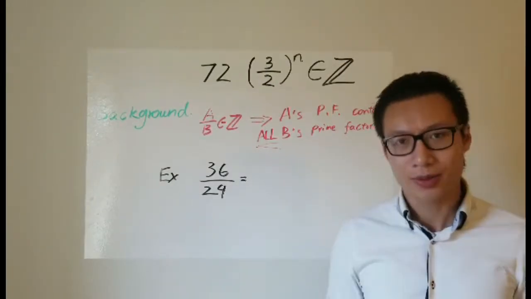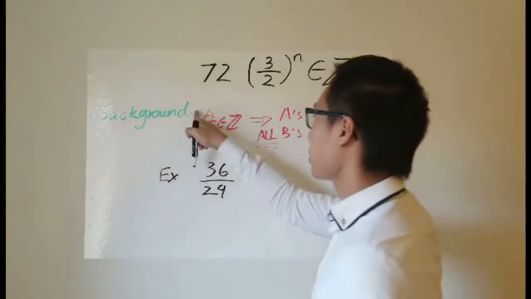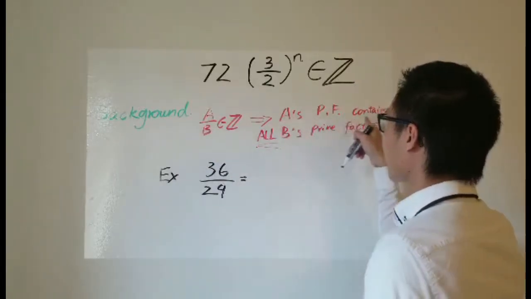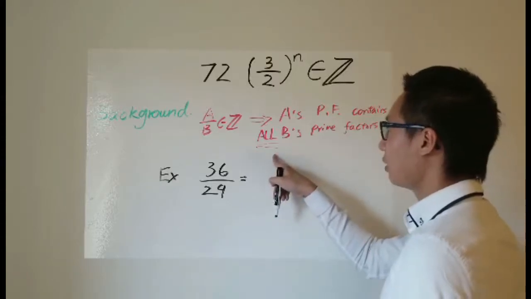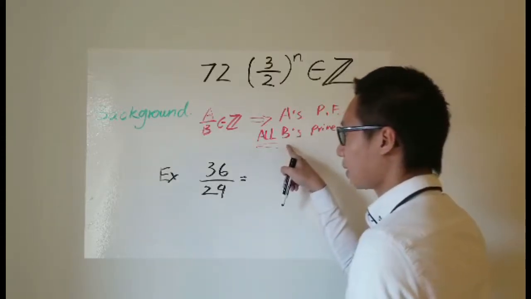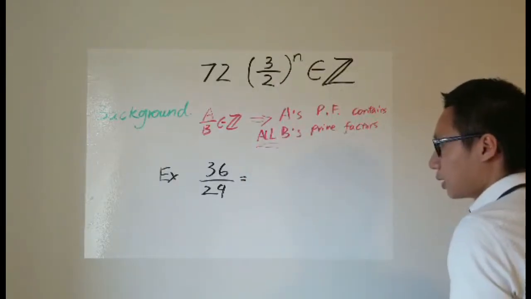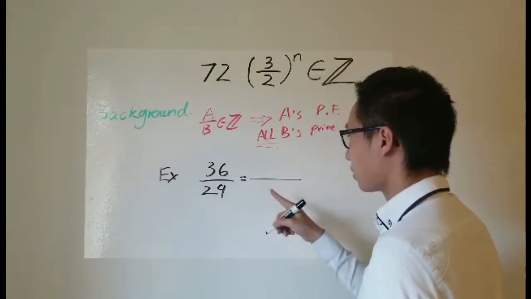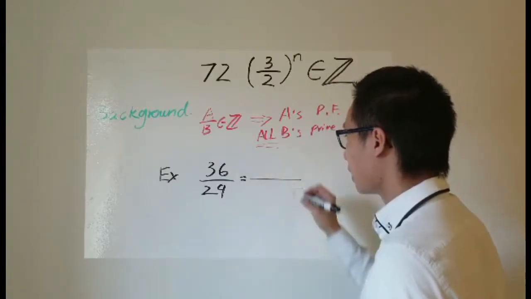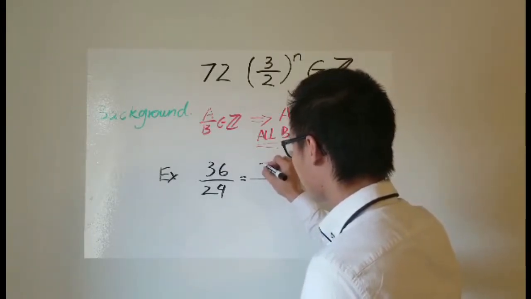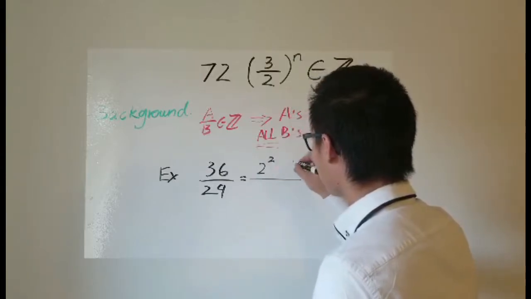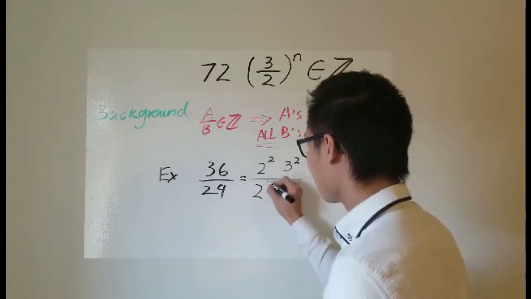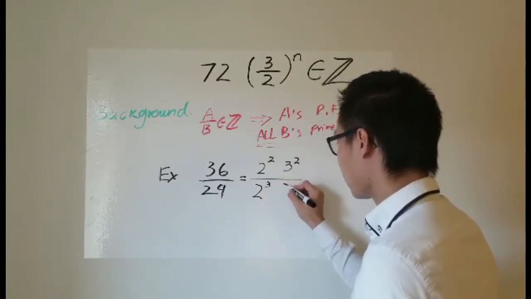Now let's tie this back to divisibility. For an integer a to be divisible by integer b, we need to make sure that a's prime factorization contains all of the prime factors in b's prime factorization. What does that mean? Let's take an example of 36 divided by 24. The first step is to prime factorize both the top and bottom. From the previous exercise, 36 is 2 to the power of 2 times 3 to the power of 2, whereas the prime factorization of 24 is 2 to the power of 3 times 3 to the power of 1.